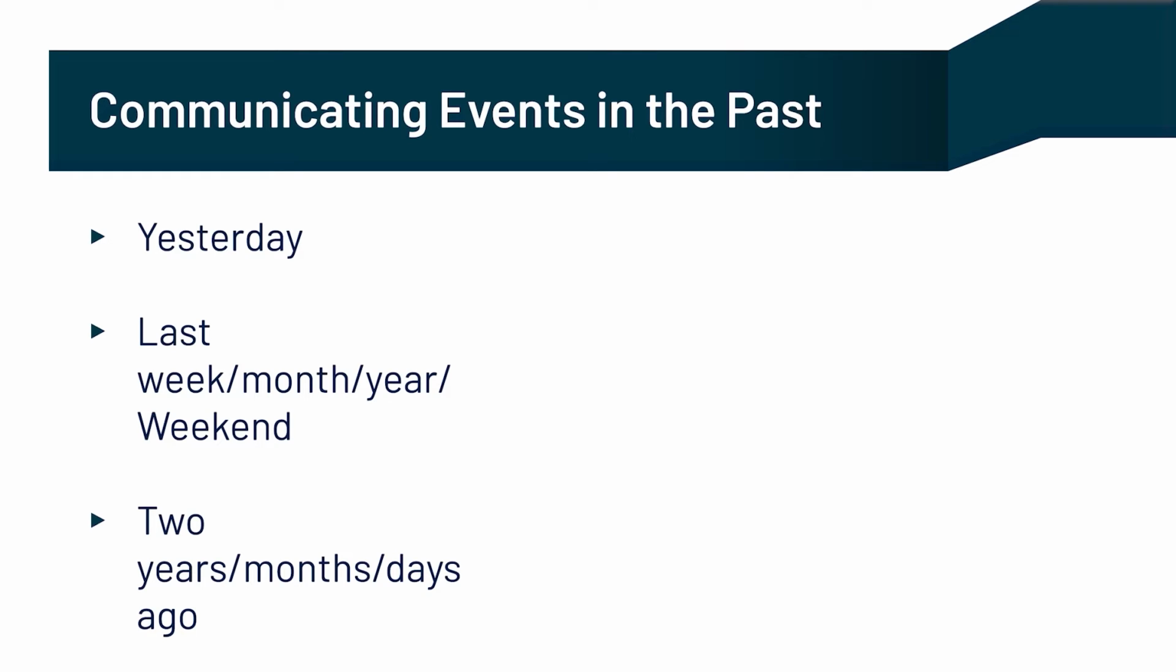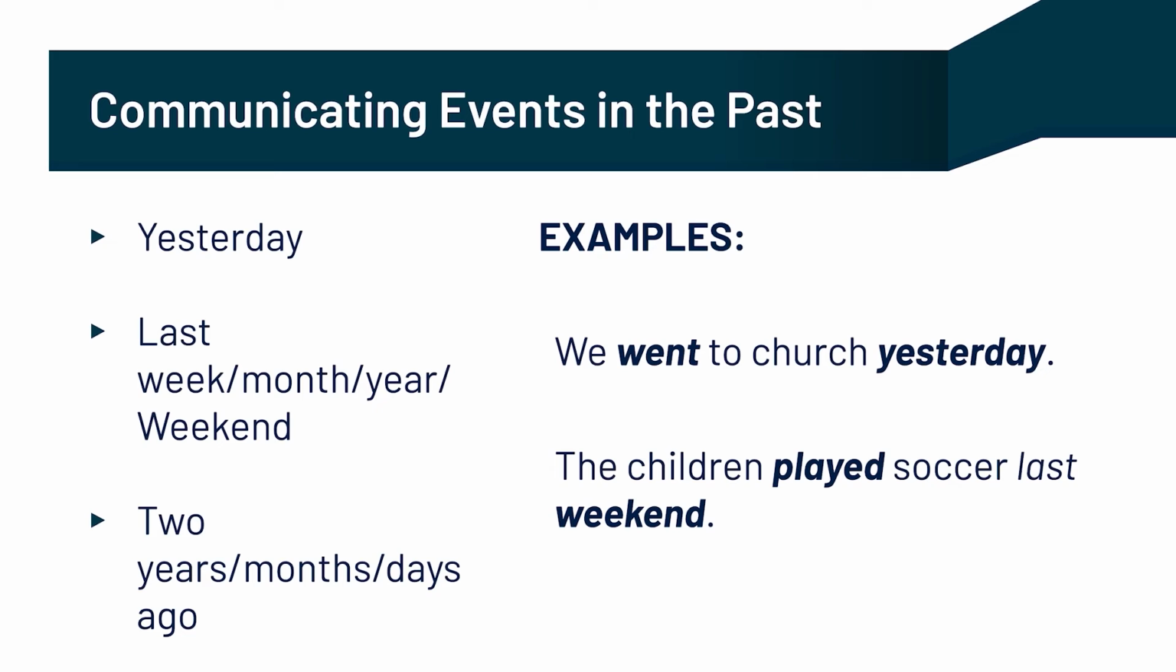Words and expressions that indicate we are communicating about events in the past include yesterday, last week, last month, last year, last weekend, 2 years ago, 2 months ago, or 2 days ago. Here are some examples. We went to church yesterday. The children played soccer last weekend.